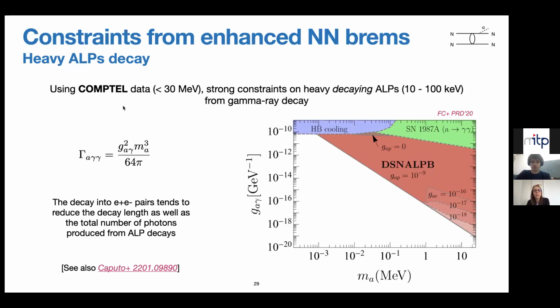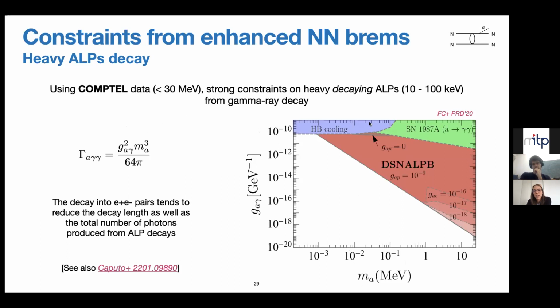So if you consider ALPs between 10 and 100 keV, then you can use COMPTEL data, which are in this hard, or let's say soft, gamma ray regime, from a very old mission from the point of view of gamma ray astrophysics history. And you can set constraints for these masses on your parameter space.